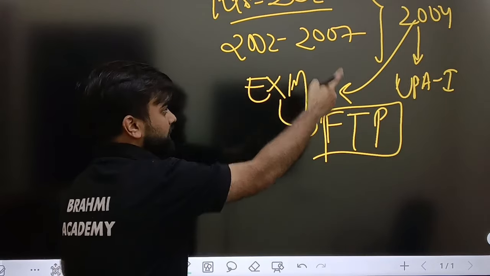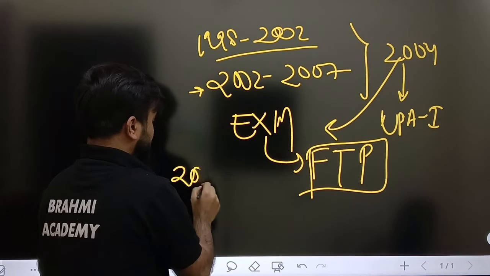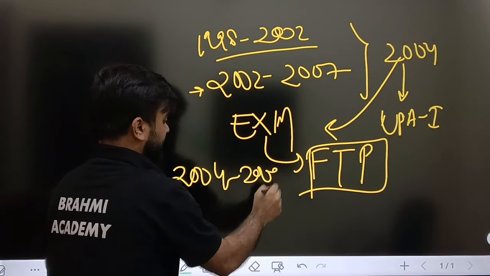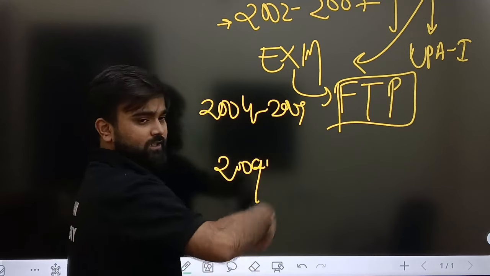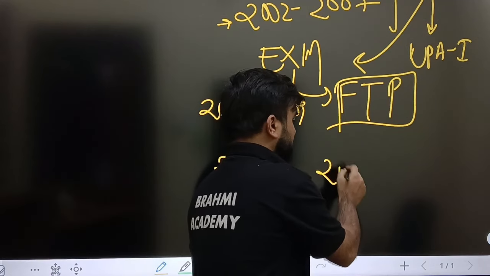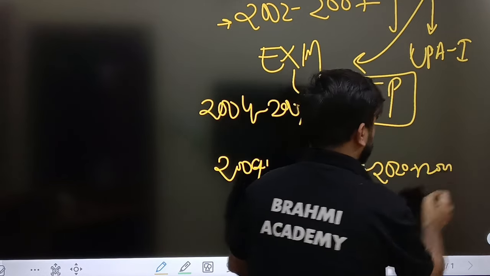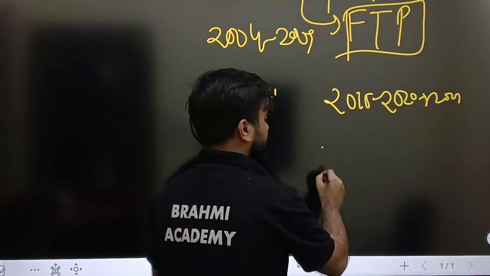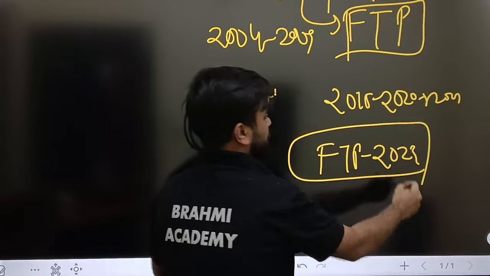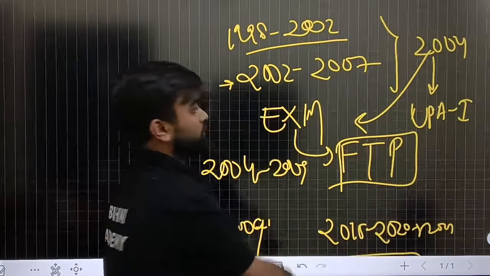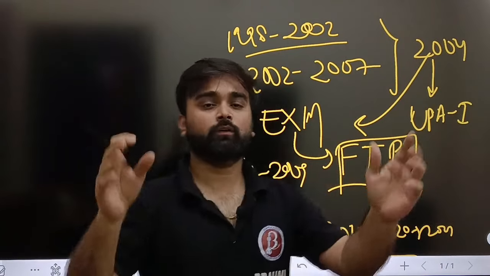And after that, this was changed again: 2009, then from 2009 to 2014, then 2015 to 2020, which went on to 2023, and the new foreign trade policy that we are going to learn is 2023. This is the one we are going to learn. This was the history portion of foreign trade policy. I believe you people must have understood till now. Let's move forward.